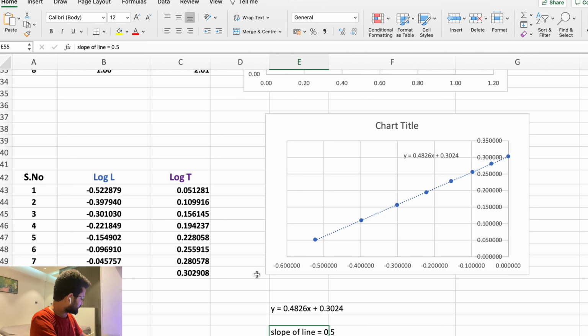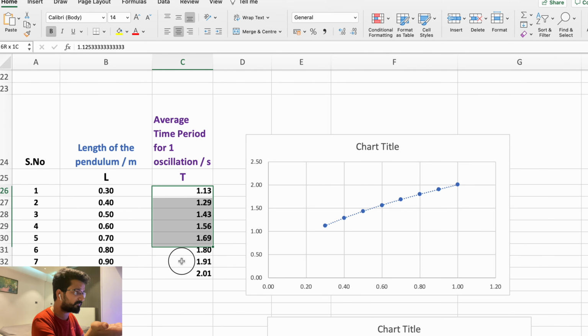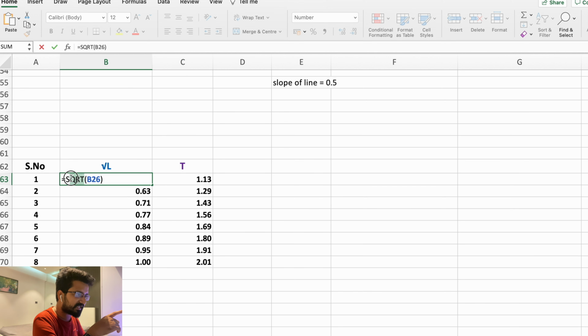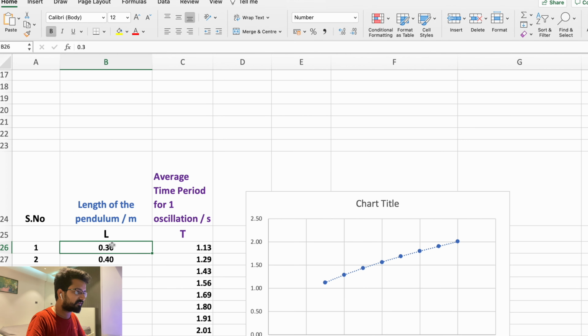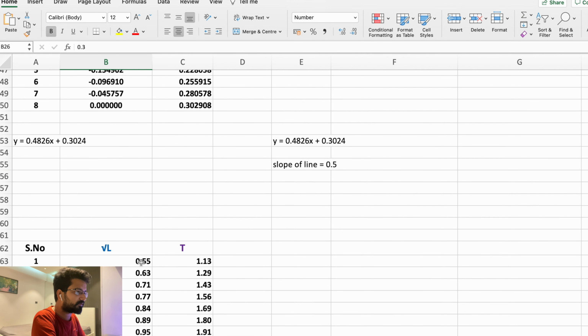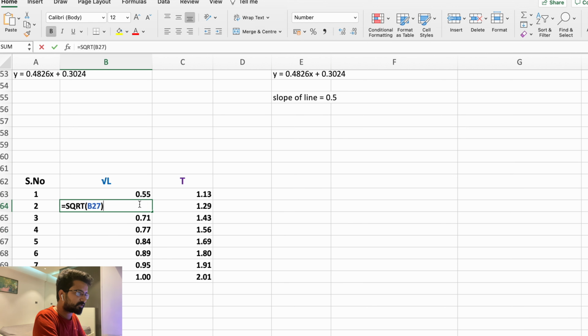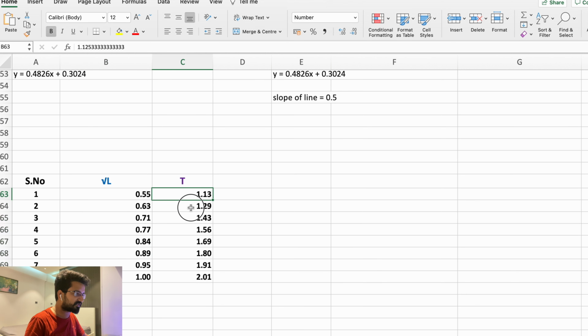Let's check. For that we need root length and time period. Time period is simply copy pasted from here, nothing else. For root L, I've used the function sqrt, which stands for square root, and the values of L are in the cell B26. You can see sqrt B26, so square root of the value in the cell B26. Similarly, square root of the value in B27, and so on, up to B33. All these values are the square root of length, and all these values are the time period.